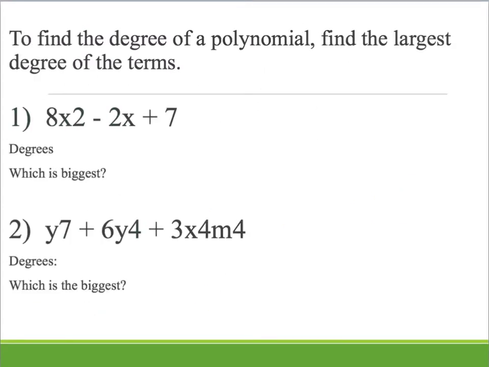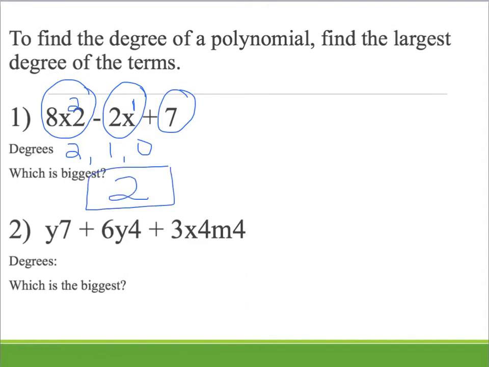So to find the degree of a polynomial, we need to find the degree of each term and figure out which one is the largest. So in the first one, we have 8x squared, 2x, which would be to the first, and 7. The degree of the first term is 2, the degree of the second term is 1, and the degree of the third term is 0 because the variable doesn't exist. Because 2 is the largest, this is the degree of the polynomial.